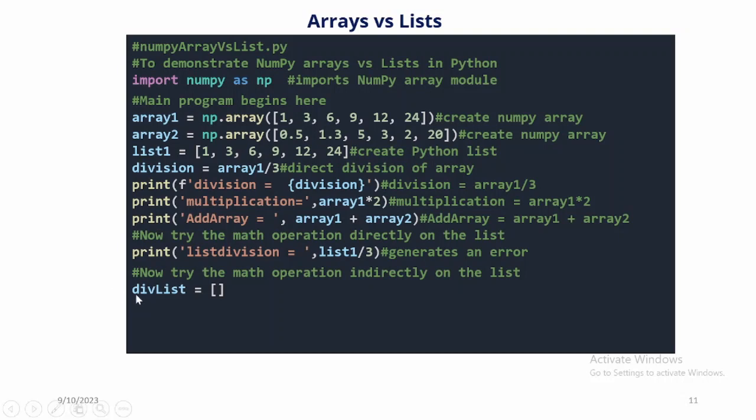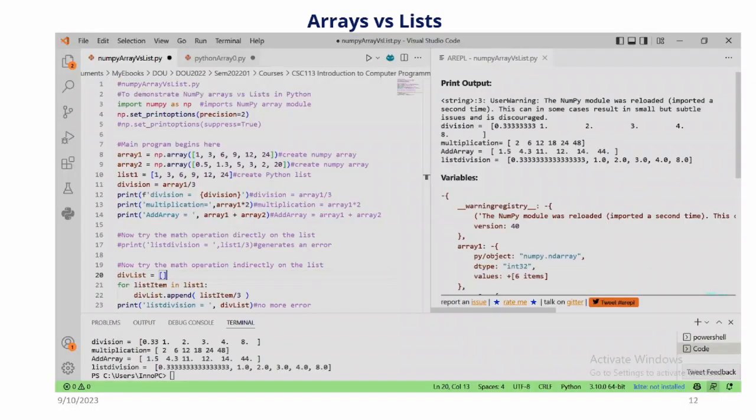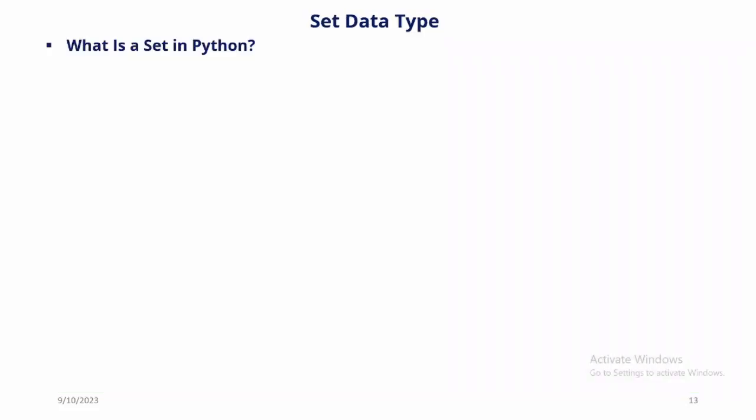So let's say we create an empty list and call it div list, and we'll put it in a for loop. For list item in list 1, div list dot append list item over 3. So we are doing the division one by one in a loop, and that is the only way we can do that, which is an inefficient way of doing the mathematical operation. If you run the program, this is the output that you are going to get, but we are going to go straight to run the program.